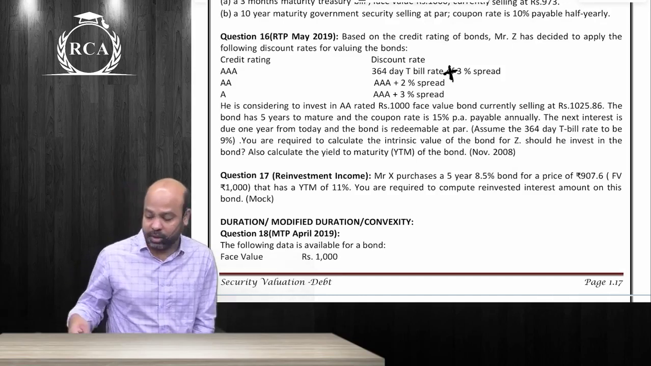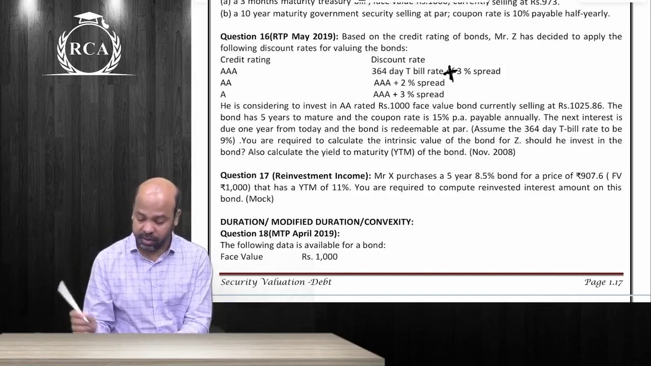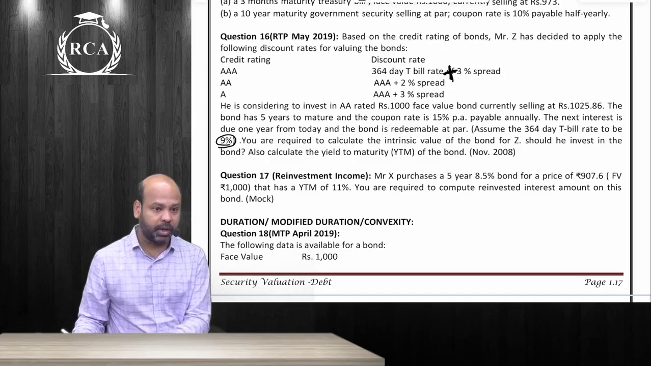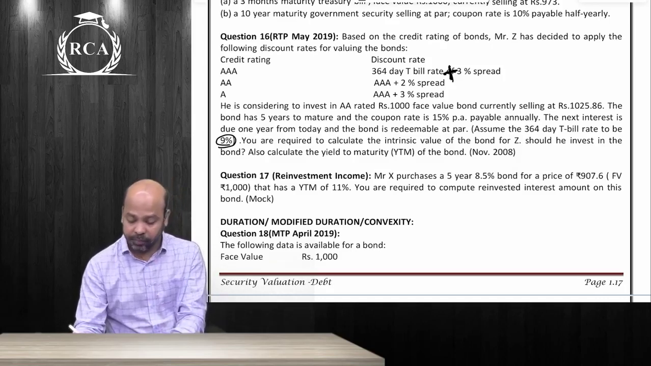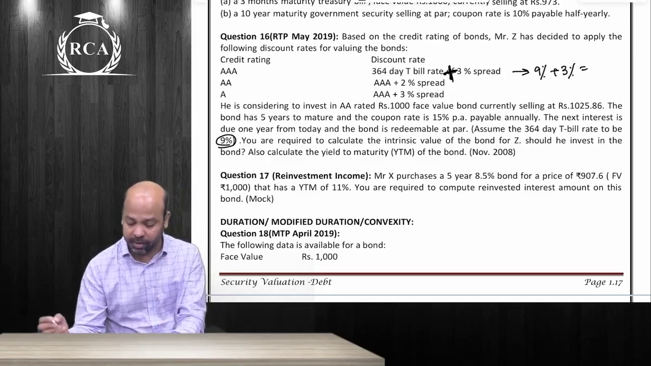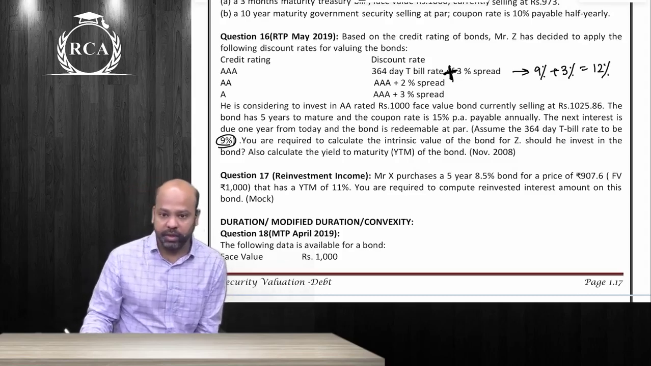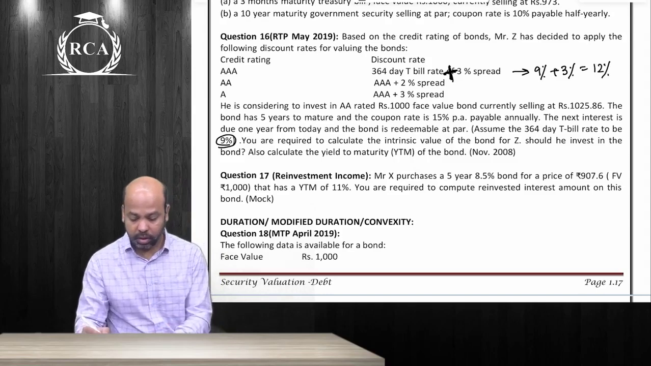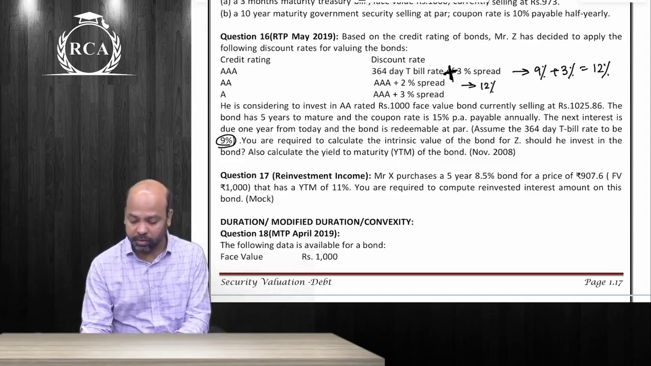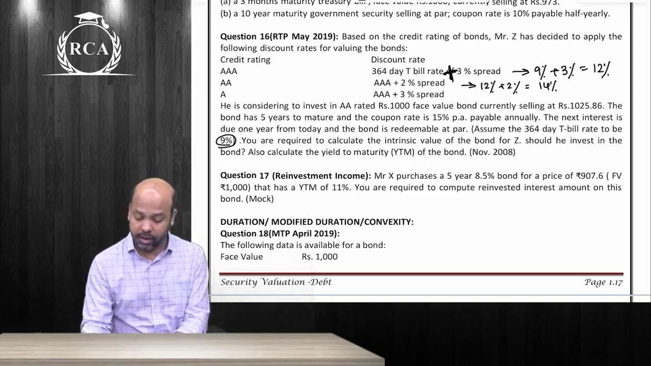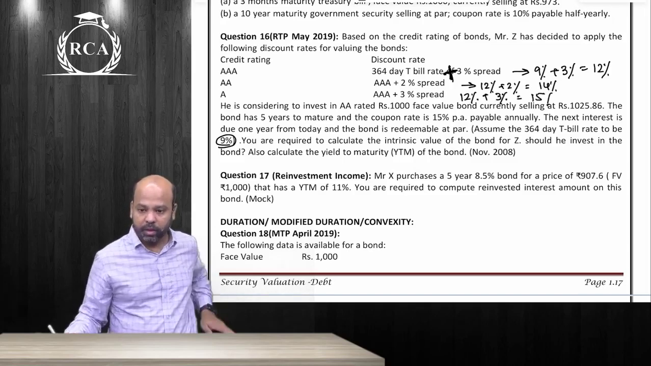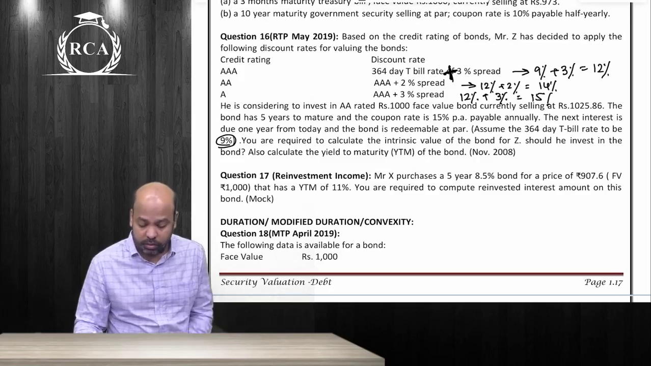An A rated bond is AAA plus 3% spread. Right now they're asking us to assume the treasury bill rate to be 9%. So for the AAA rated bond, the required return will become 9% plus 3%. How much will that be? 12%. This will be the required rate of return that you would want from a AAA rated bond. An AA rated bond will become 12% plus 2%, that will be 14%. The A rated bond will be 12 plus 3%, that is 15%. So these are the yields that you're going to generate.